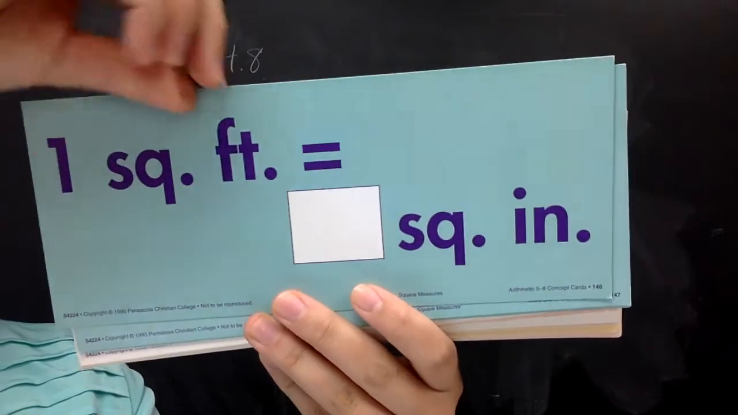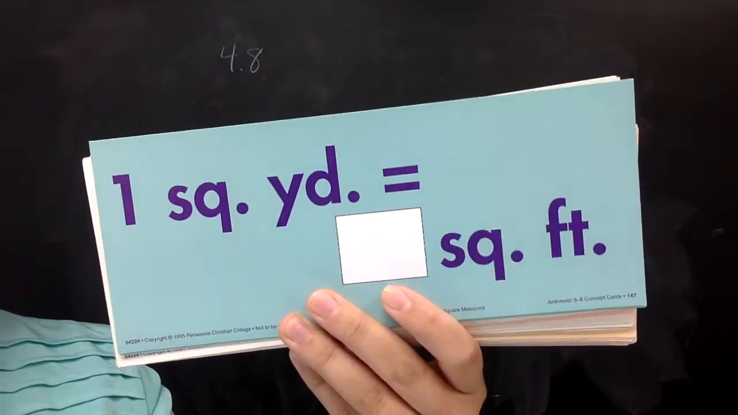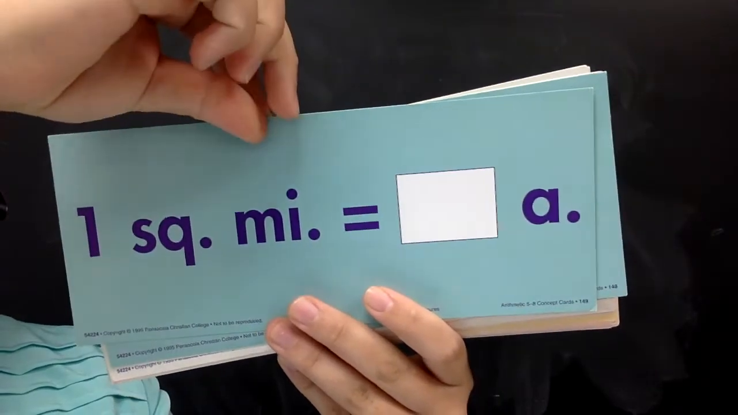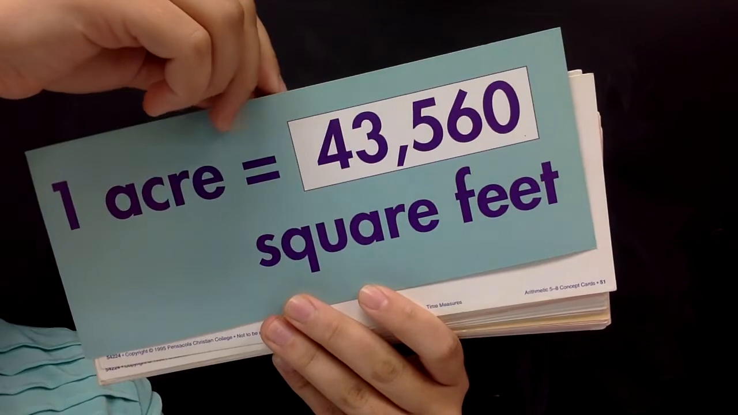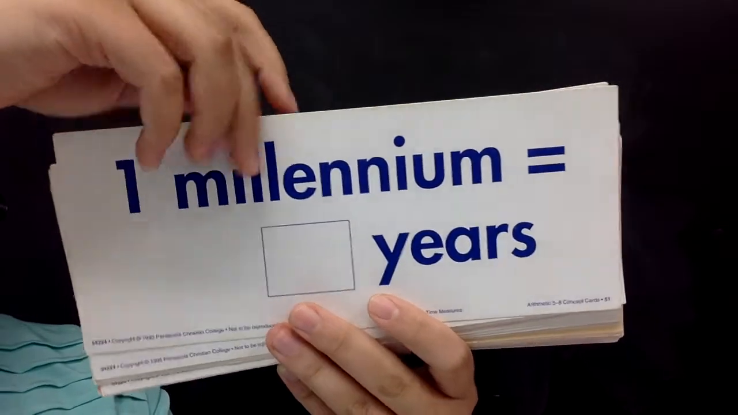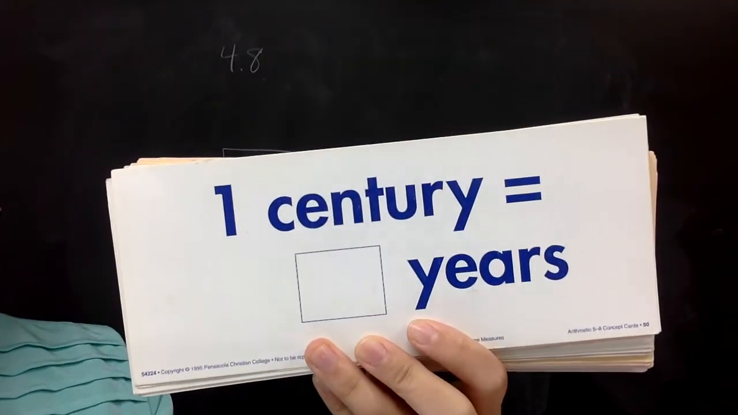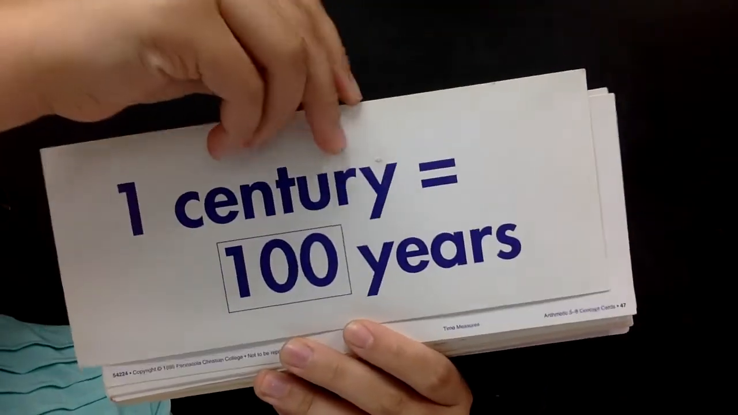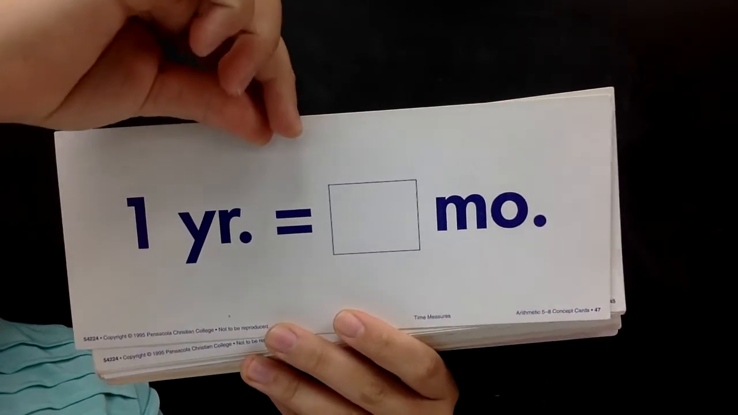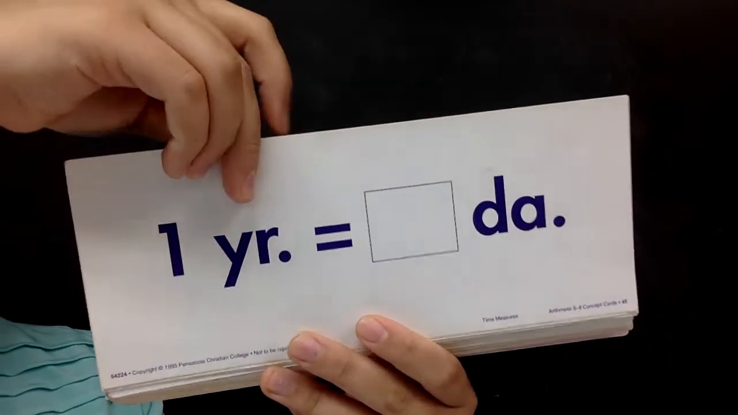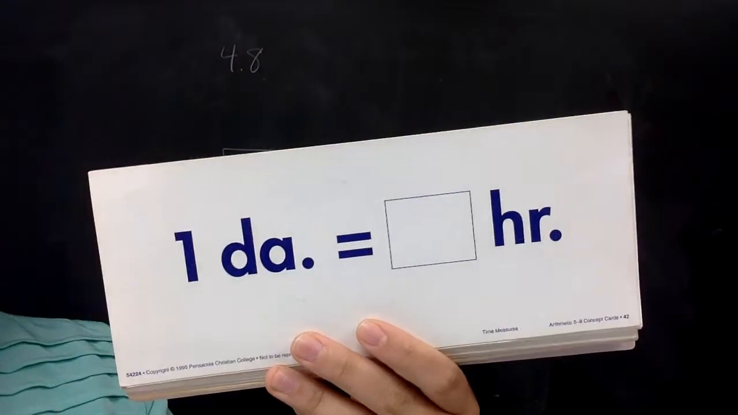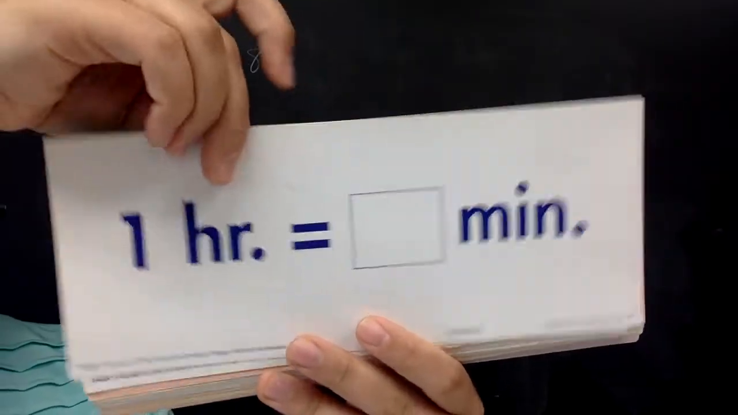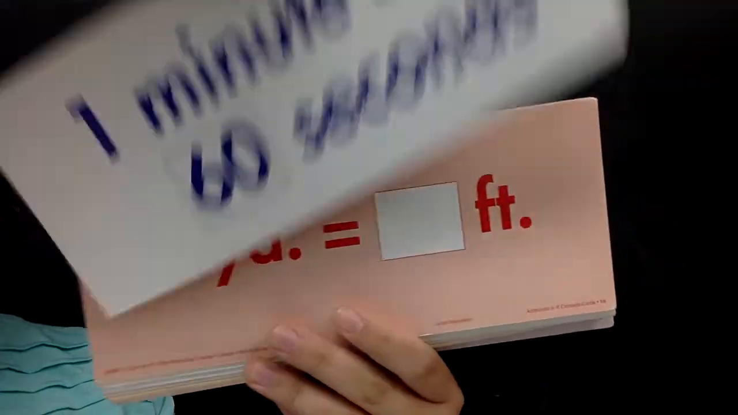1 square foot equals how many square inches? 144. 1 square yard equals how many square feet? 9. 1 square mile equals how many acres? 640. 1 acre equals how many square feet? 43,560. 1 millennium equals how many years? 1,000. 1 century equals how many years? 100. 1 year equals how many months? 12. 1 year equals how many days? 365. 1 week equals how many days? 7. 1 day equals how many hours? 24. 1 hour equals how many minutes? 60. 1 minute equals 60 seconds.